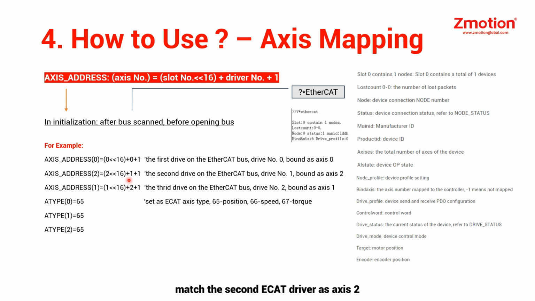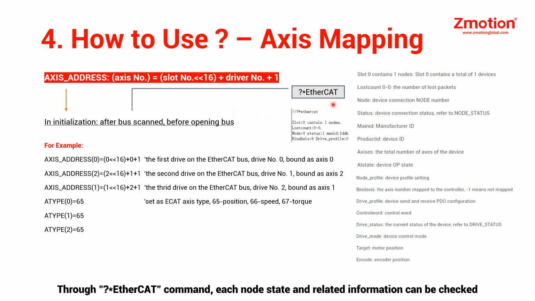Match the second EtherCAT driver as axis 2. Match the third EtherCAT driver as axis 1. Then configure them as EtherCAT axis types. There are 3 options: 65, 66, 67. Generally, use 65, positioning mode. After bus scan, through the ETHERCAT command, each node state and related information can be checked.